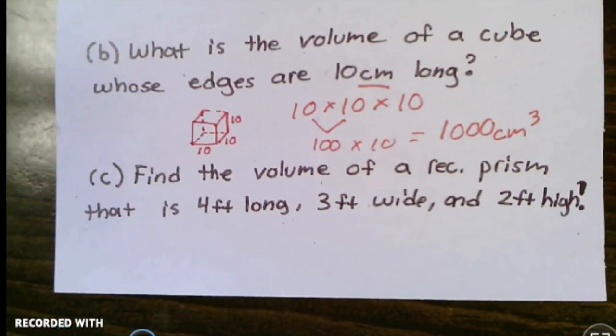All right, here's one more. Find the volume of a rectangular prism that is 4 feet long, 3 feet wide, and 2 feet high. I know that you know how to do this now, so I want you to do that one on your own. Bring it to class tomorrow. Here's a hint. It's going to involve multiplying 3 numbers. Go ahead and get to work.